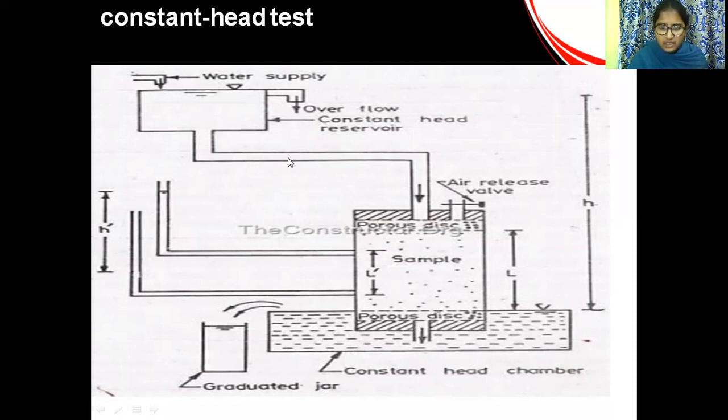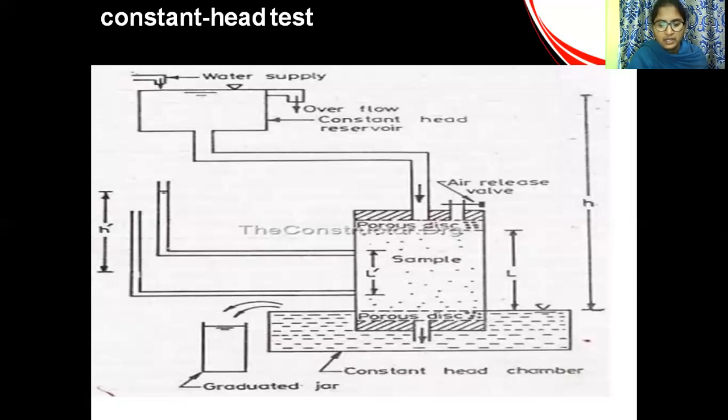and water is continuously passed through the sample. After filling the soil sample with water, we calculate how much time is required for 10 ml of water collection. So this constant head permeability test is for relatively more permeable soil. The apparatus used for this test is the constant head permeameter, called a permeameter.